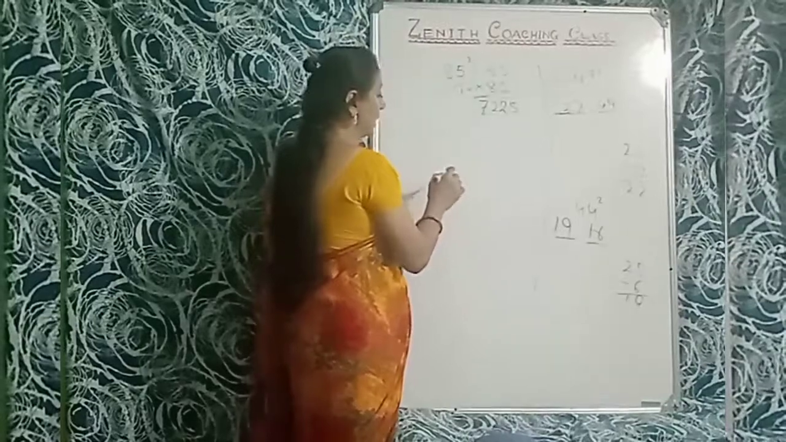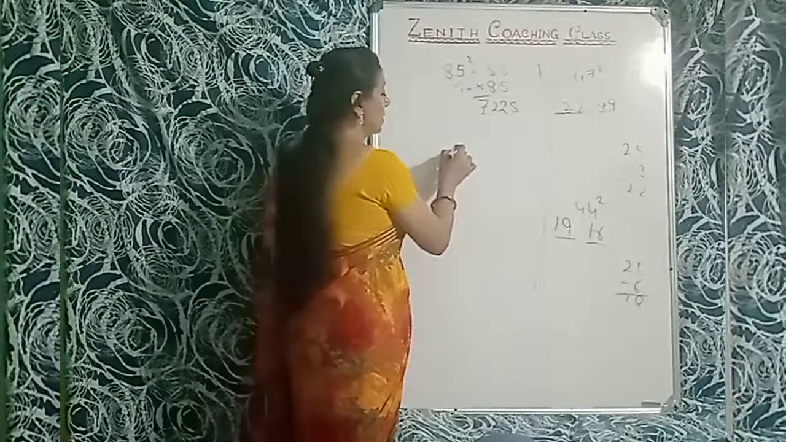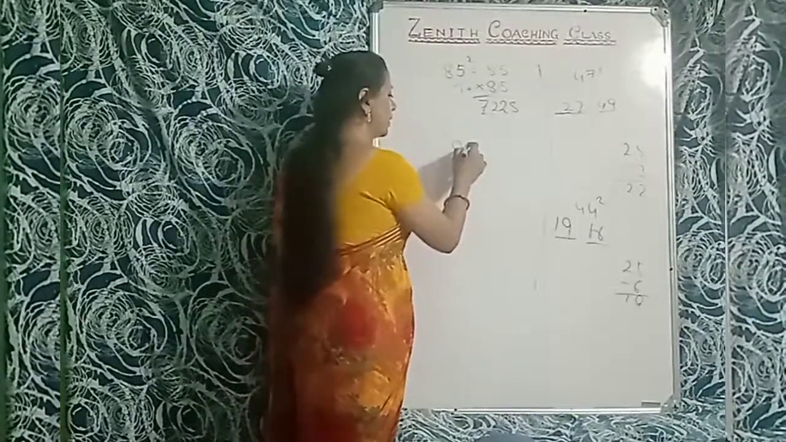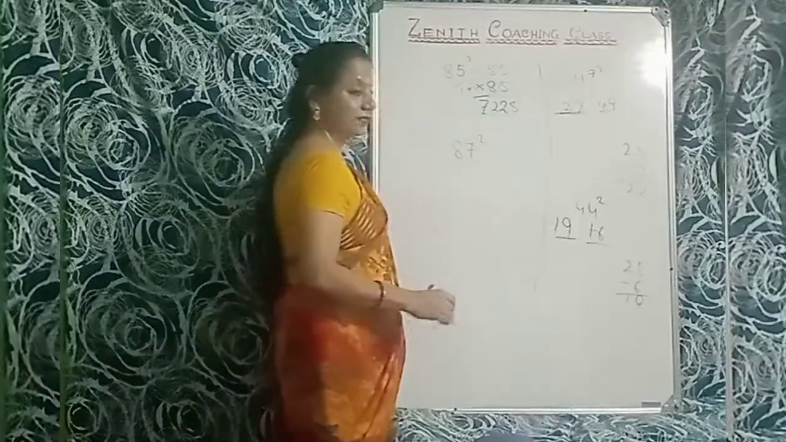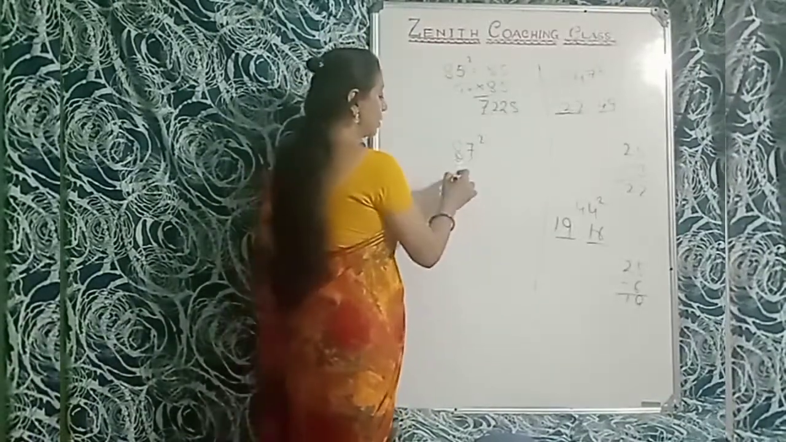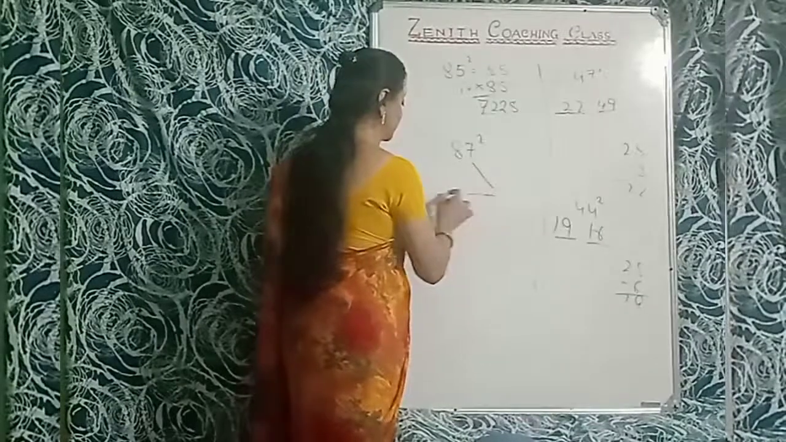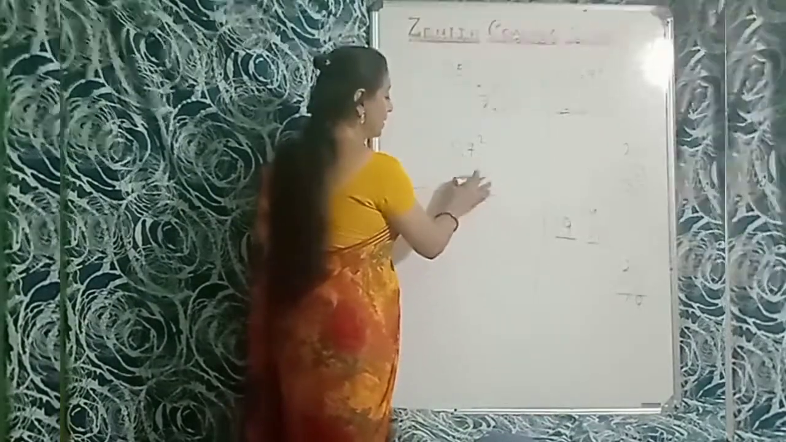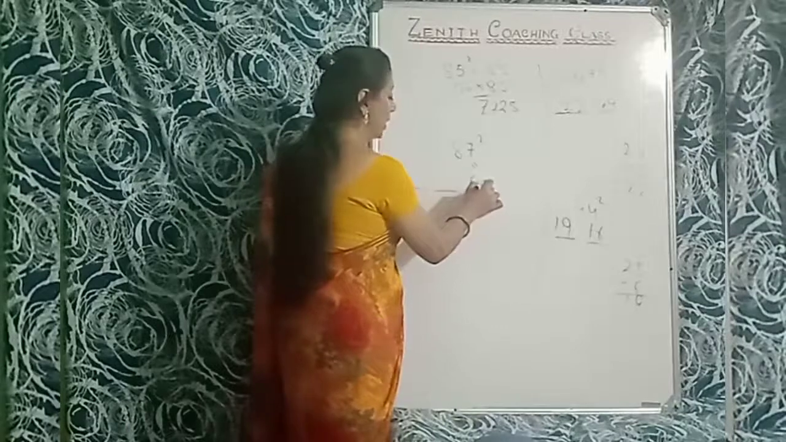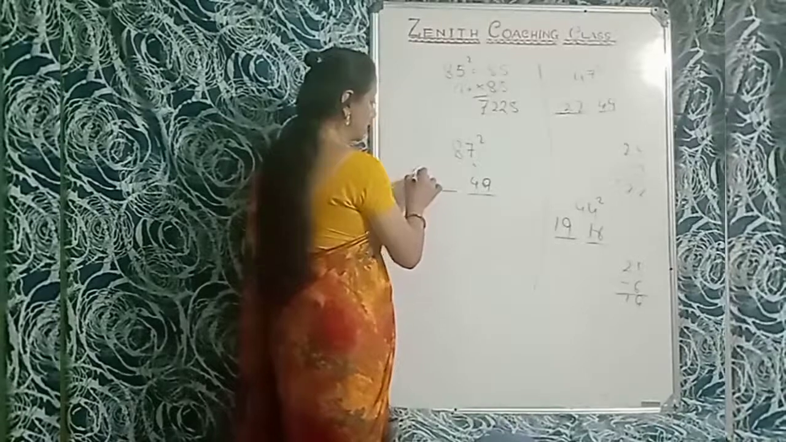Okay. 87 square. So here is 87 square. So first, what will you write? 3 steps. Then 7 square is 49, and 8 square is 64.